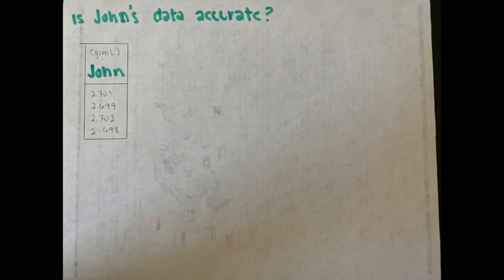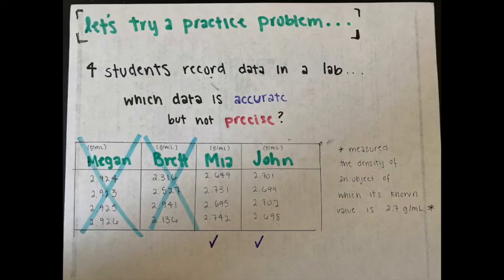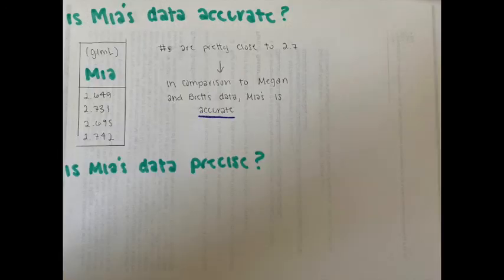Finally, let's look at John's data. We can see that the numbers in John's data are all very close to 2.7. From this, we can determine that his data is also accurate. Now we know that both Mia and John have accurate data, and now we must determine which one of them does not have precise data. Now we can ask ourselves, is Mia's data precise?